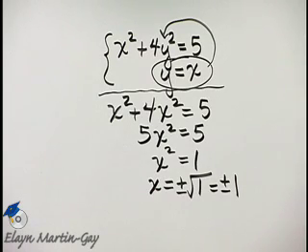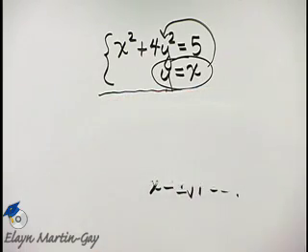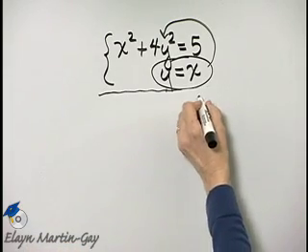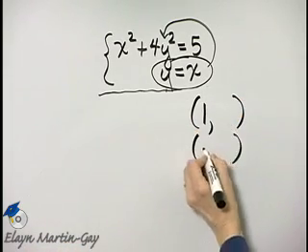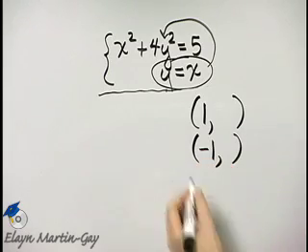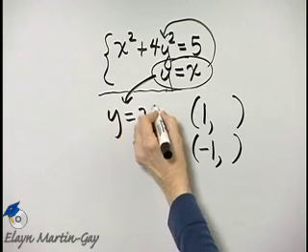So it looks like I have two values for x. x is plus or minus 1. And let's see what happens. So x is positive 1 and x is negative 1. And by the way, we do have this equation, y is equal to x.